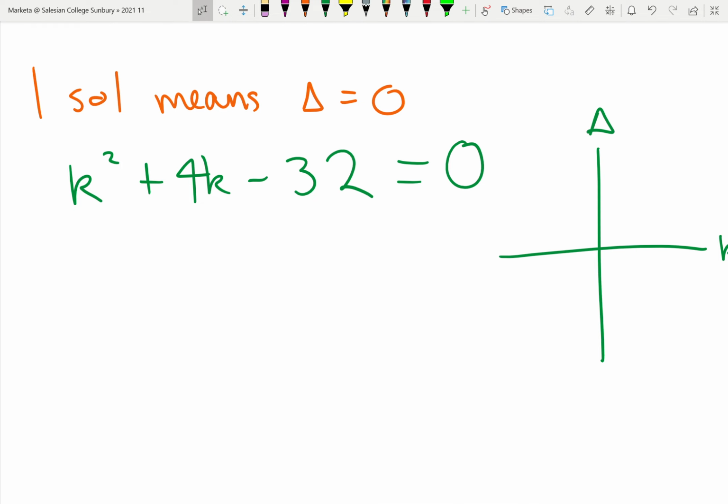We haven't graphed yet, and if you've forgotten it from year 10, don't worry too much about this part yet, but I'll still show it. So k times k is k squared. We're doing cross multiplication here.